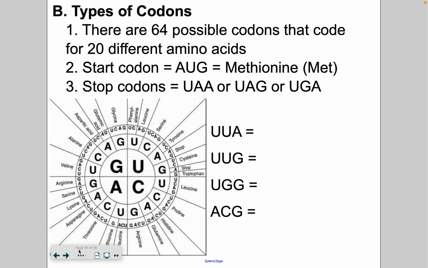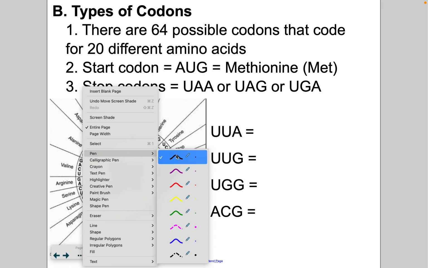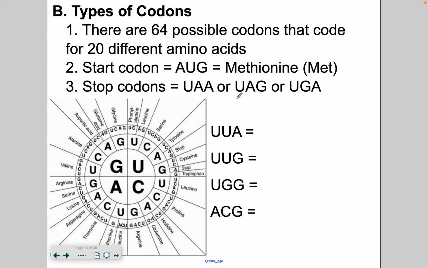There are 64 possible codons that code for 20 different amino acids. And you might be wondering, how in the world did they figure that out? Well, they used a little bit of math. They knew that there were at least 20 different amino acids in nature. Animals make some of the same amino acids that we do. Some of them can make more than we can, and that's why we have to eat, because when we eat protein, we're getting the amino acids that we need to make proteins inside of us.